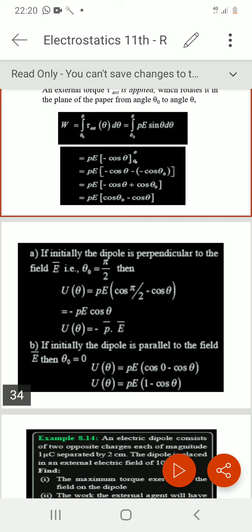What about cos pi by 2? Cos pi by 2 is 0. So we have U of theta equal to minus Pe cos theta. But if you consider the Pe cos theta term, then it is a dot product of two vectors. By definition, A bar dot B bar is equal to AB cos theta. Similarly, we have minus Pe cos theta, so one can write that RHS term as minus p bar dot E bar.